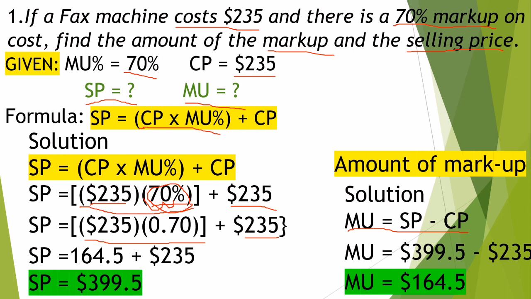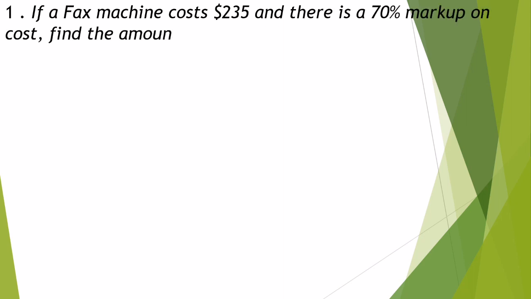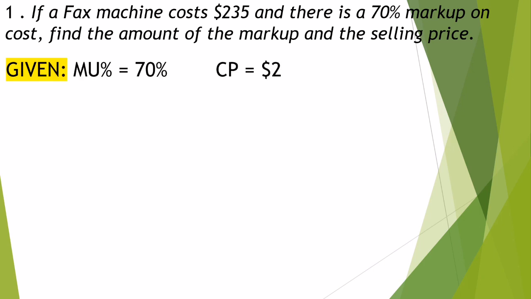So, I'm going to show you another way of solving this. So, we're going to use the same problem but different solution. Okay, so since we have the same problem with our previous example, then we also have the same given. So for our given, we have for markup percentage, we have 70%. And for our cost price, we have $235. And for our unknown, we have markup and selling price.